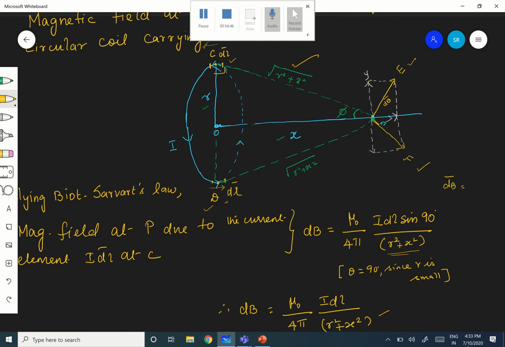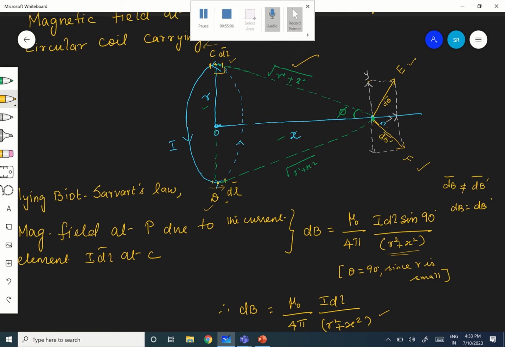dB vector is not equal to dB dash vector. Why? The magnitude is only the same. Magnitude dB is equal to dB dash. But the dB dash vector is not. Why? Because the direction is different. Hope you are following. Your 12th standard, 11th standard, we have seen everything.